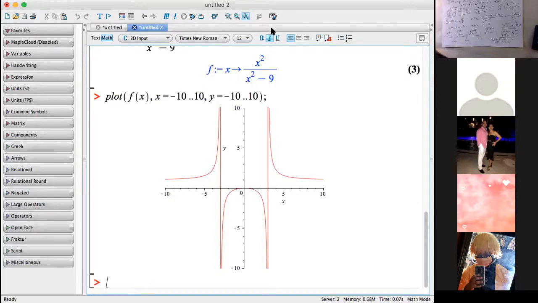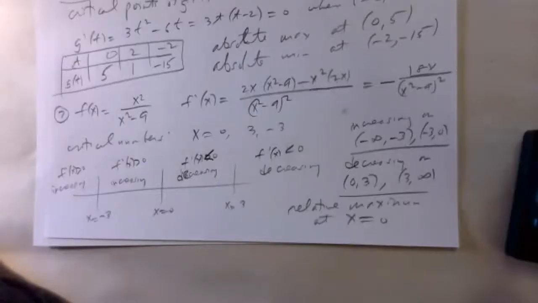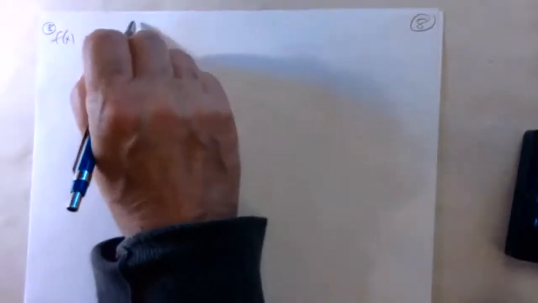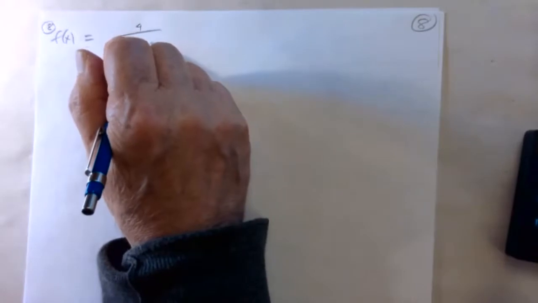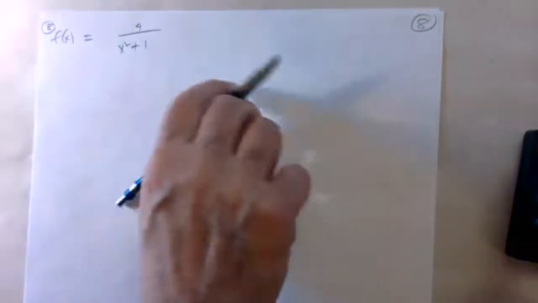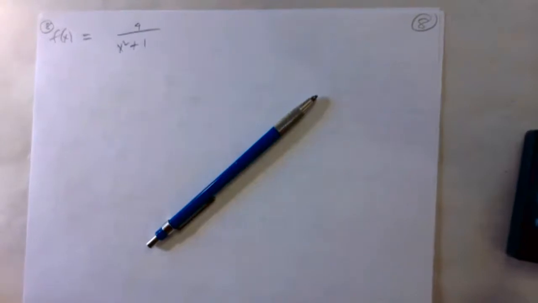Okay. Good. That's number 7, which means it is followed by number 8. So number 8, f of x is the function 4 over x squared plus 1. And we want to find the points of inflection and the open intervals where f of x is concave up and concave down.